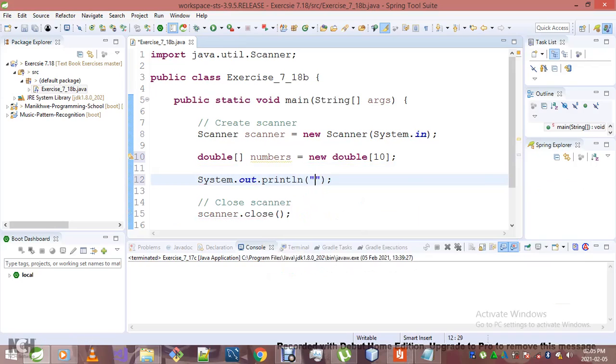The thing is, when I talk and code at the same time, I end up losing interest. Enter 10 numbers.